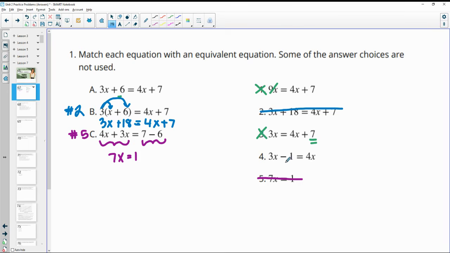Number 4 must be good, but let's make sure in case we made a mistake somewhere else. When I look from A to number 4, I see this -1. And I also see that we're missing the 7. So it looks like they got rid of the 7 from this side by subtracting 7 so that they'd get 0. So then we need to subtract 7 here. And when we subtract 7 here, we get -1. So this would be 3x minus 1. And then this would be 4x plus 0, so just 4x. So number 4 and option A are equivalent.